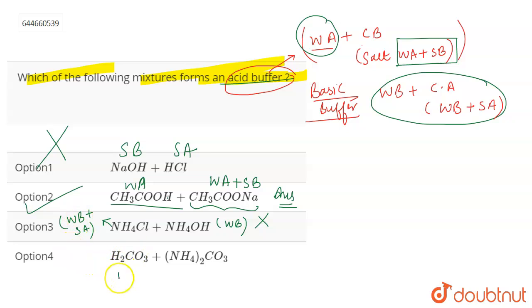The next is H2CO3, which is a weak acid, and NH4-CO3. Now this is a combination of a weak acid and a weak base, right? The weak base is ammonium hydroxide, and the weak acid is H2CO3. So a weak acid is there, but the salt which is present is of a weak acid and a weak base. Therefore, this also cannot form a buffer solution. So the correct answer, the one forming an acidic buffer, is given in option number 2. That's the correct answer for the question.